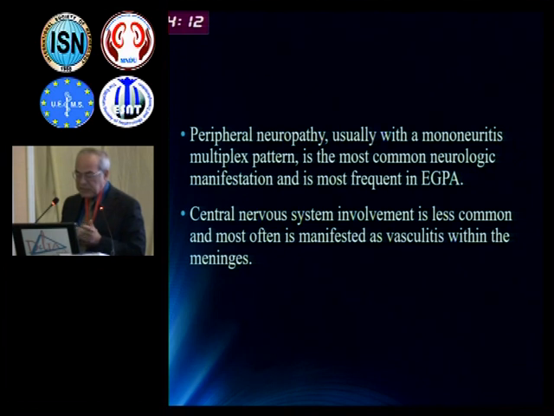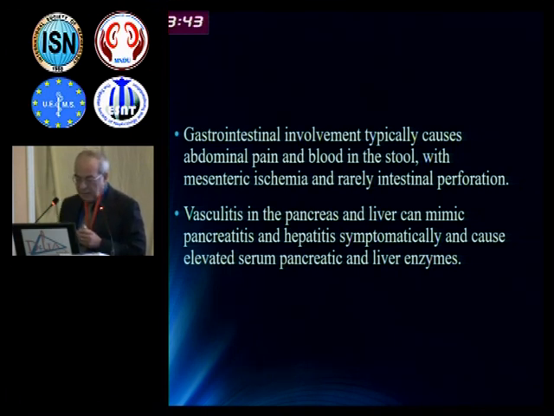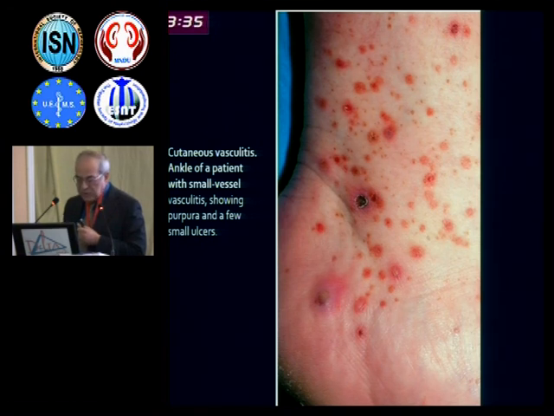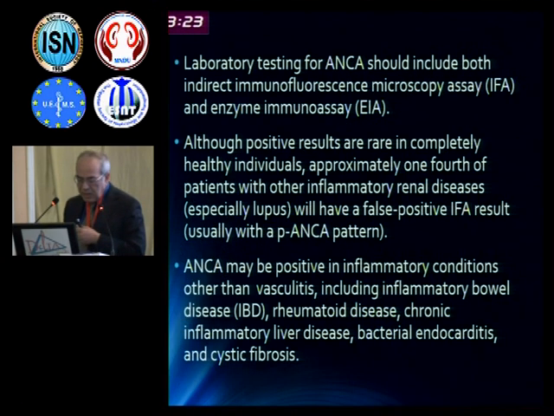Peripheral neuropathy can be a manifestation, especially mononeuritis multiplex, particularly in patients with eosinophilic granulomatosis with polyangiitis. Also, the central nervous system can be affected through vasculitis of the meninges. Gastrointestinal involvement can present with bleeding per rectum and hematemesis. Actually, we saw the case presented yesterday in this meeting with hematemesis due to vasculitis affecting the duodenum and stomach. This is the well-known picture of vasculitis, and this is the ANCA with proteinase 3, C-ANCA, and myeloperoxidase, perinuclear type. But we know we have to do both the immunofluorescence assay and the ELISA assay to detect the ANCA and to know the type of ANCA.